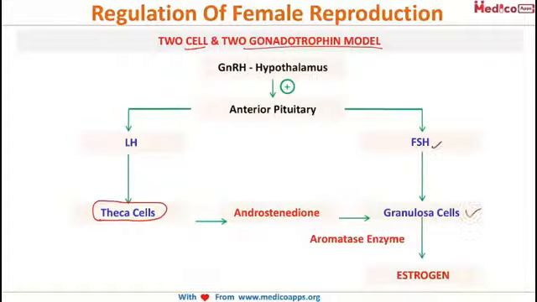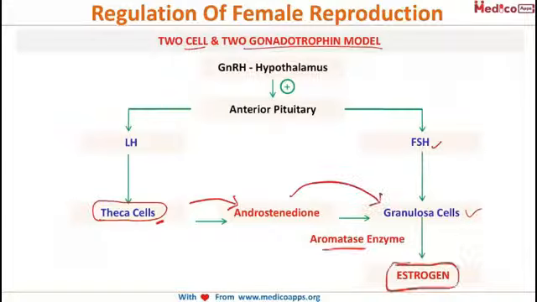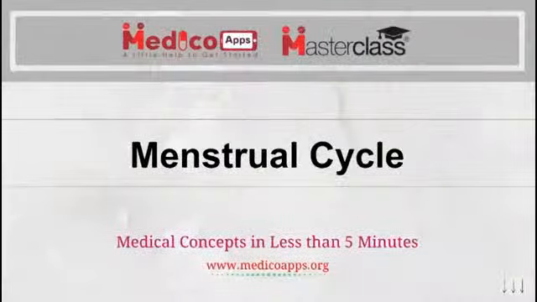Now what do these Theca cells do? They release Androstenedione. This Androstenedione goes and acts on the Granulosa cells. So when this Androstenedione reaches the Granulosa cells, it is acted upon by the Aromatase enzyme and finally converted into estrogen. So that is how estrogen is formed. Right. With that note, let's proceed to the menstrual cycle.